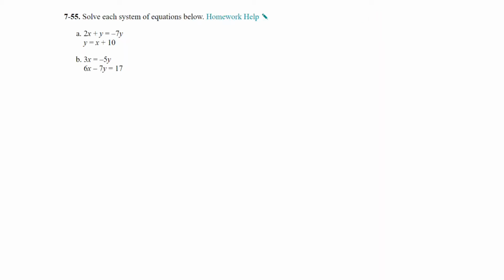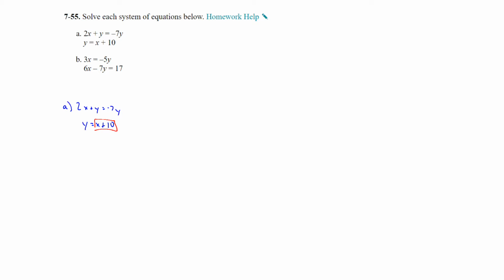Question 55. Solve each system of equations below. So we have two different ones we're going to look at. The first one is 2x plus y equals negative 7y, and y equals x plus 10. If you're going to do a substitution, you want a variable solved for. And if it's already solved for, that's good, like it is in this one. If not, you can solve for a variable to get it by itself.